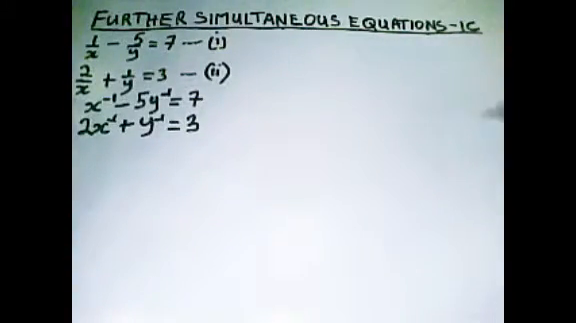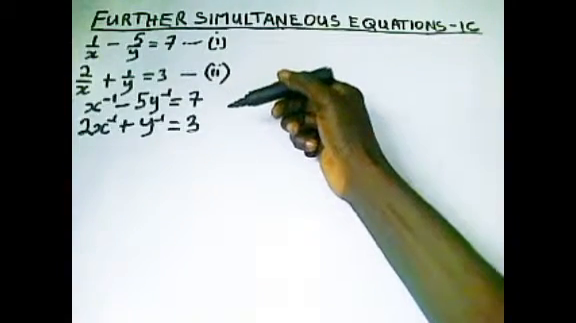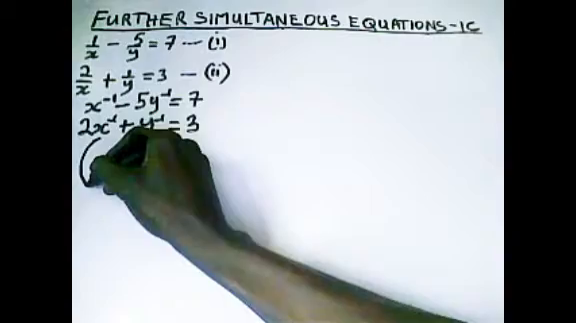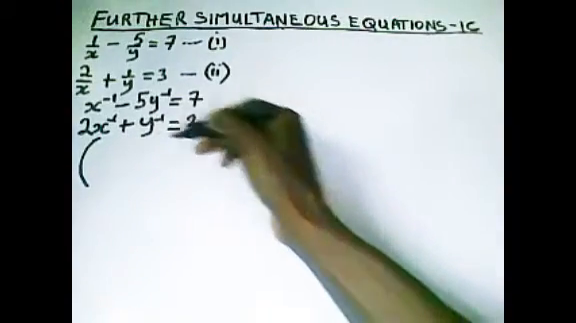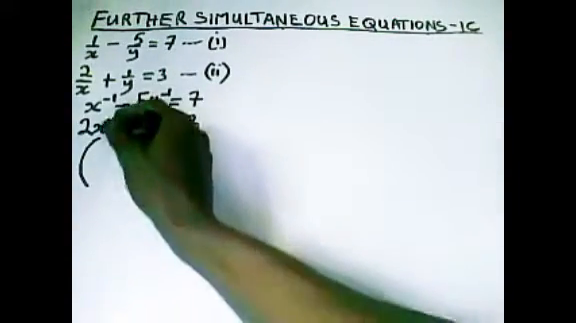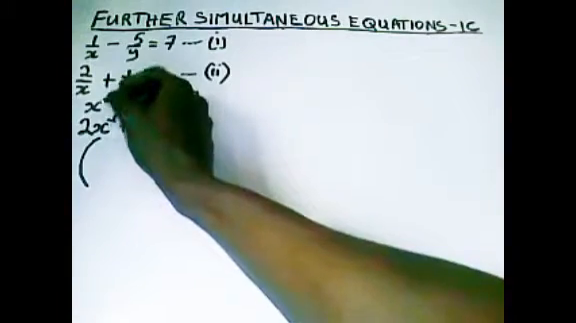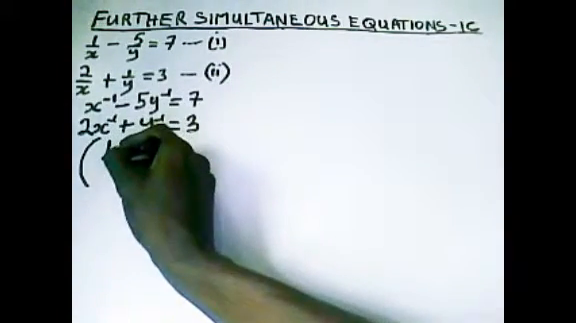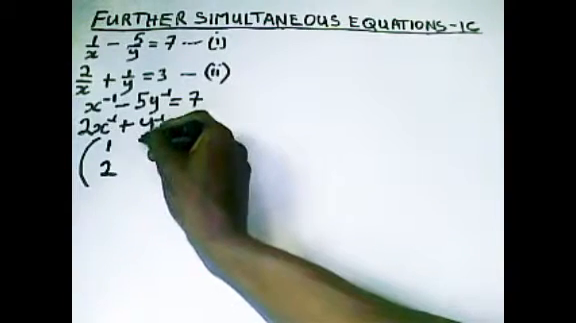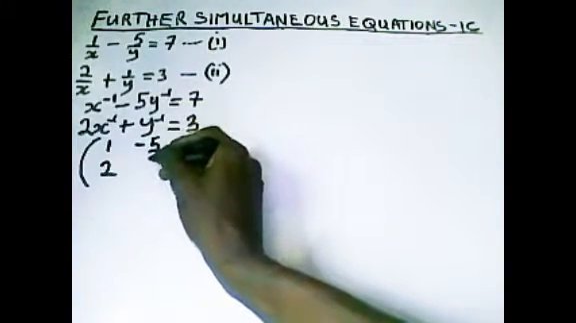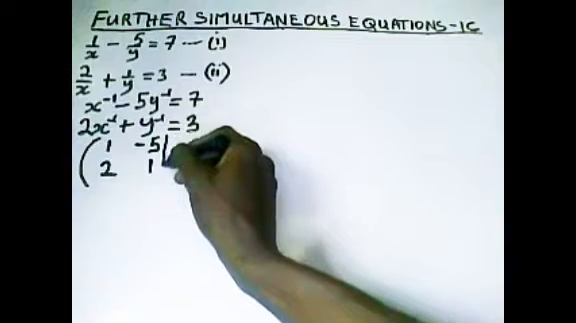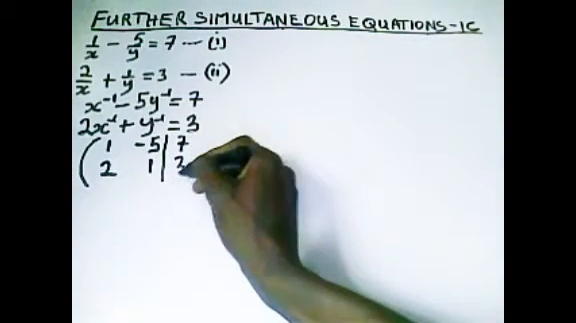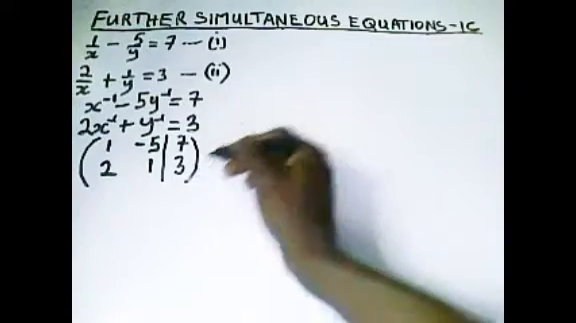Then the next thing we are going to do, since we are using the Gaussian elimination method, is to write out very quickly the augmented matrix. First of all, the coefficients of our x to power minus 1 in both equations. So we have 1 and 2, then we have minus 5 and 1. Then we rule our line. I'll put our result values, which are 7 and 3. Then we close the brackets.